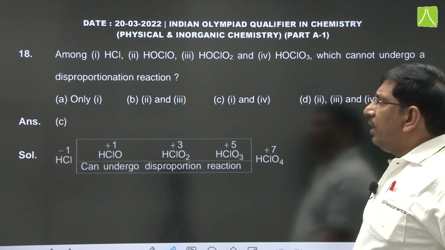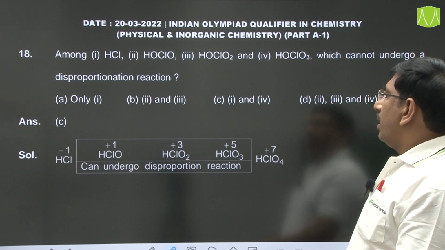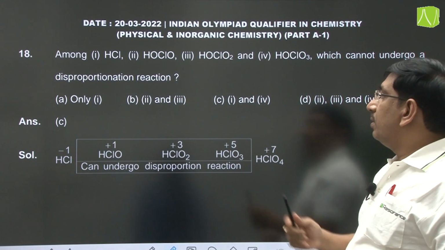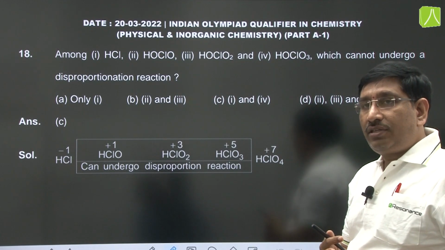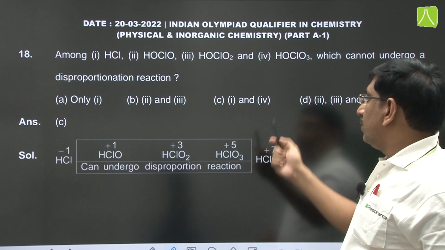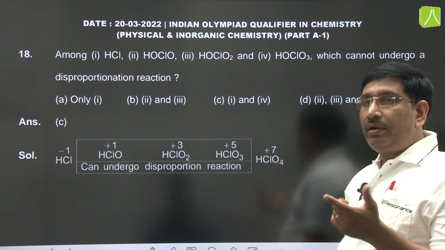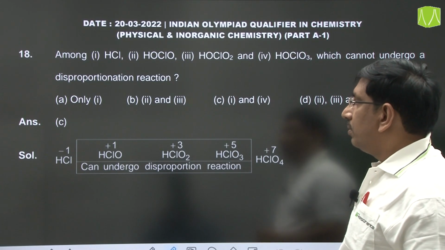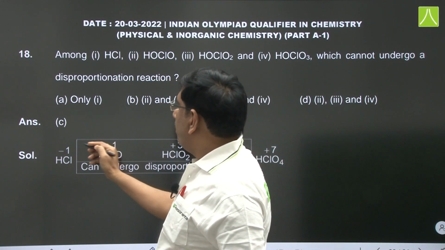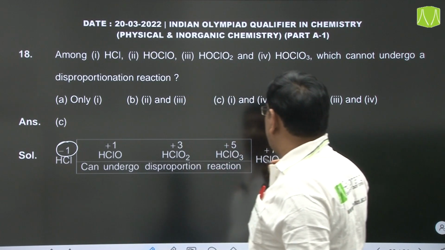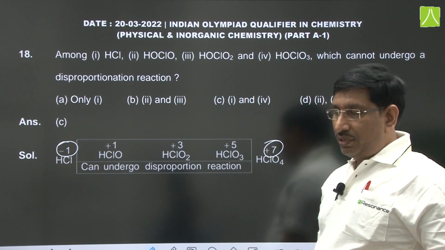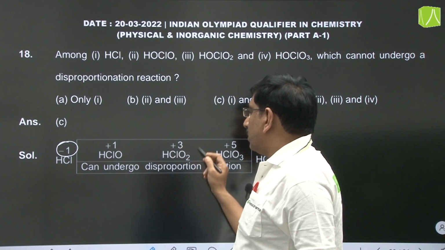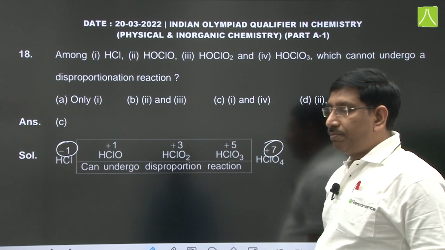Next one, among HCl, HOCl, HOClO2, HOClO3, which cannot undergo disproportionation reaction. Disproportionation reaction means in the given compound the same element undergoes oxidation and reduction. Here you can see HCl is in -1 oxidation state, and in HClO4 chlorine is in +7 oxidation state, and in HClO hypochlorous acid it is +1, in chlorous acid it is +3, and in chloric acid it is +5.